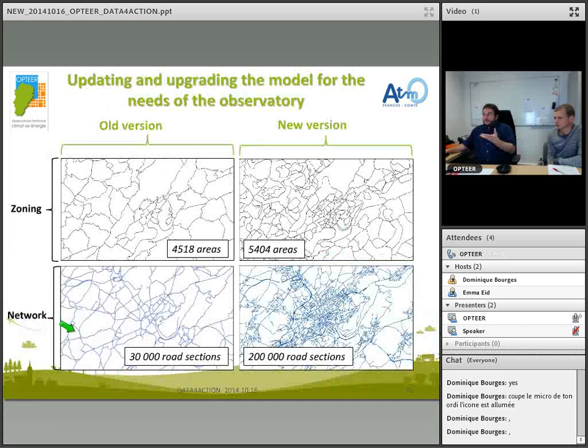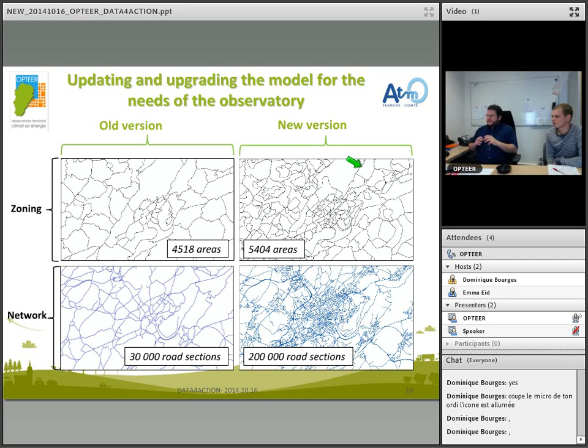Just to say, when we said we are updating and upgrading, of course we have to update all the socio-economical data, but the old version of the model was based on a zone analysis of 4,500 areas in the country. Here you can see Besançon, which is the main town in the area. This is roughly this perimeter. It used to be subdivided, as all the big towns, into smaller areas.